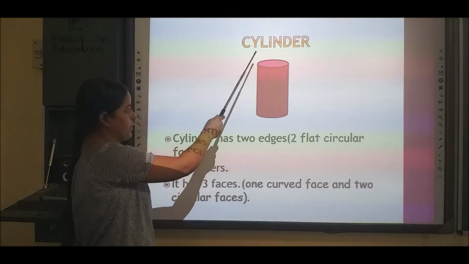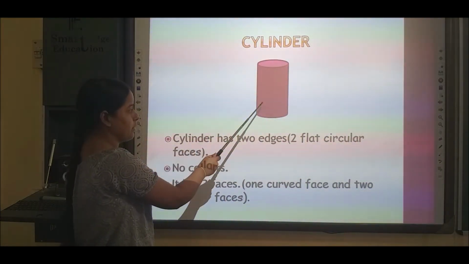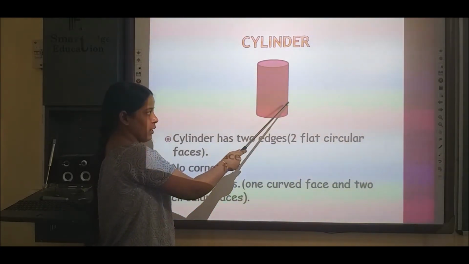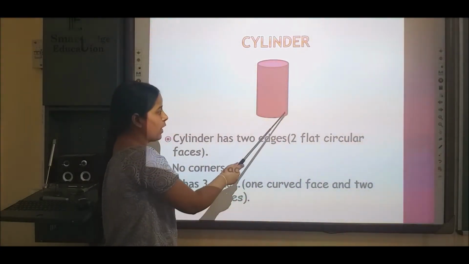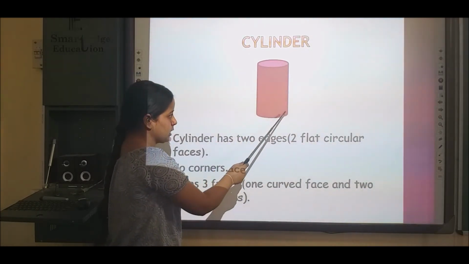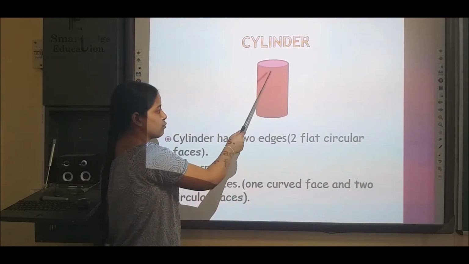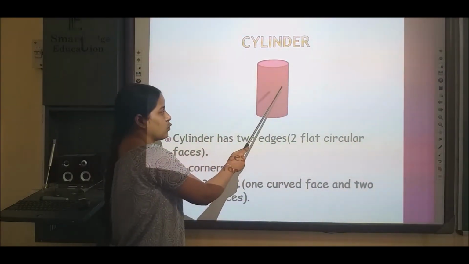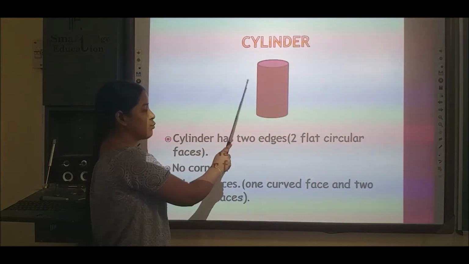Next one is cylinder. This is the shape of a cylinder. Cylinder has 2 edges, this one and this one, and it has 2 flat circular parts, and this is also a circular part. There are no corners. These two lines do not meet each other, so there is no corner.